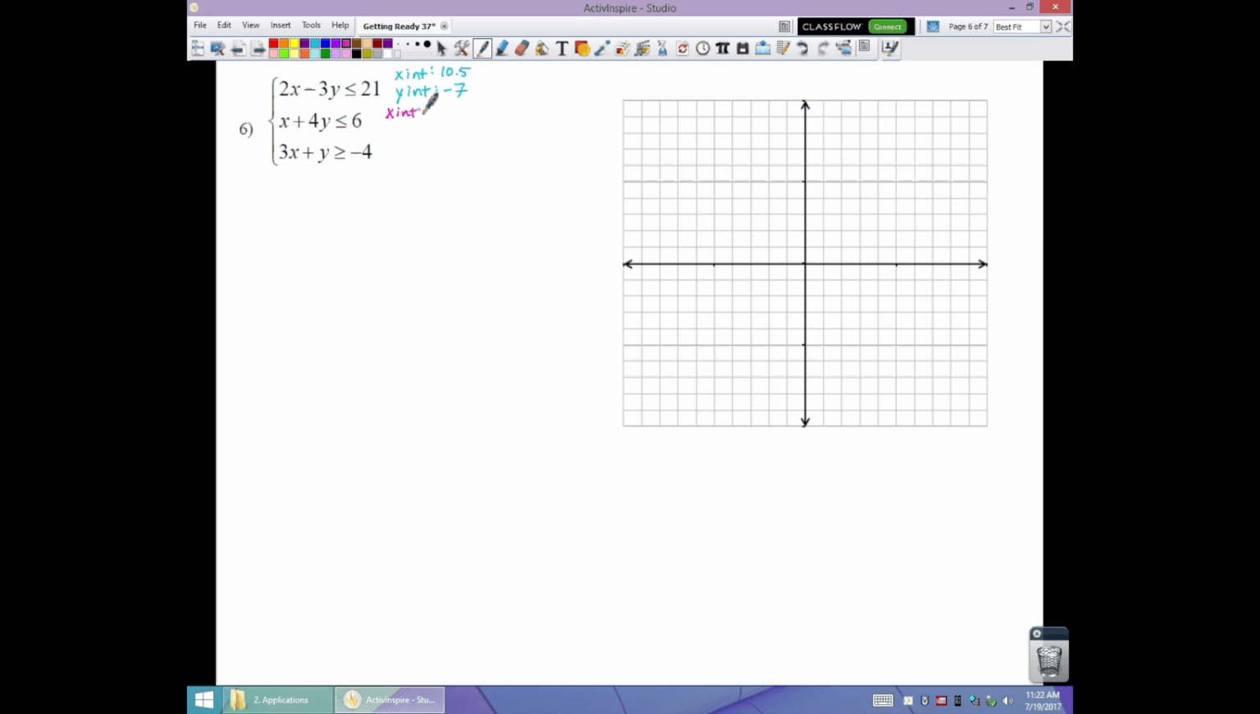Second one, ignoring the y's, x is 6. Ignoring the x's, 6 divided by 4 is 1.5.